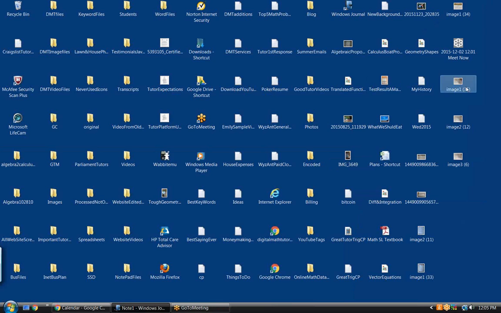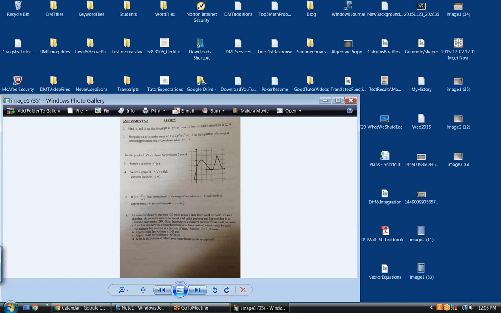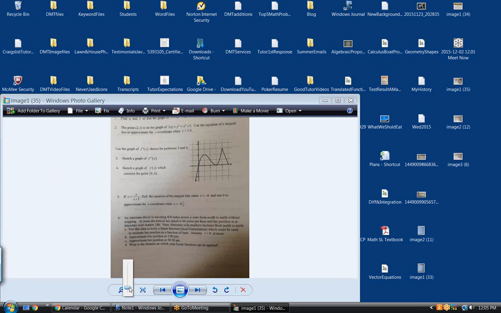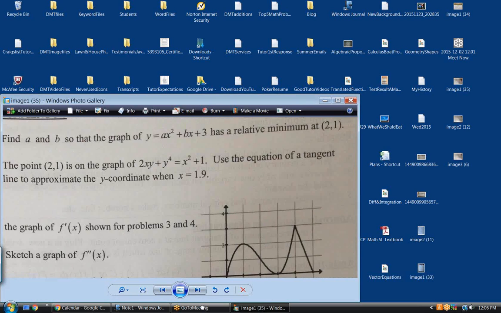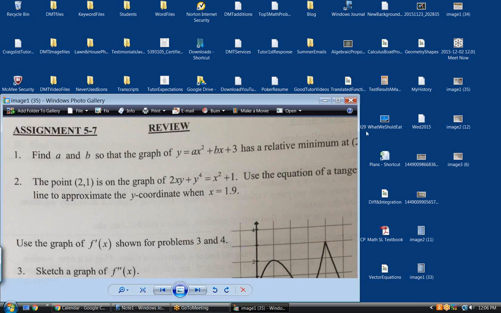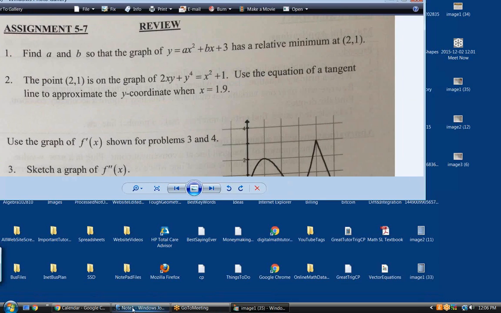Let's look at this stuff that you sent me today. Which one is the first one here? Is this it? Yeah. Okay, and I think this was my image 1. So I just circled some problems to go through. Okay, which ones? So 1 we can start with. Find A and B so that the graph of that has a relative minimum at 2, 1.